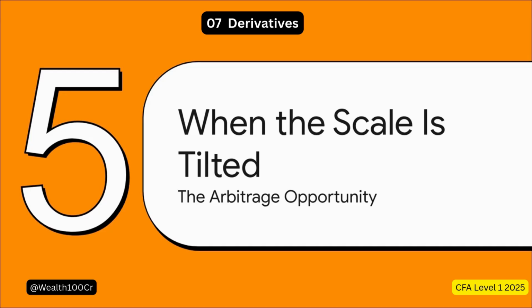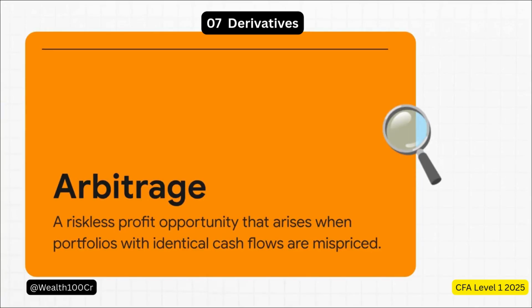But let's ask a question. What if a shopkeeper is cheating? What if the tarazu is not balanced? Imagine basket 1 is selling for 100 rupees, but basket 2 is selling for only 98 rupees. We know they should be equal. Well, when the market makes a mistake like this, it creates a very special opportunity for clever people like you. This special opportunity is called arbitrage. It just means making a profit with zero risk.